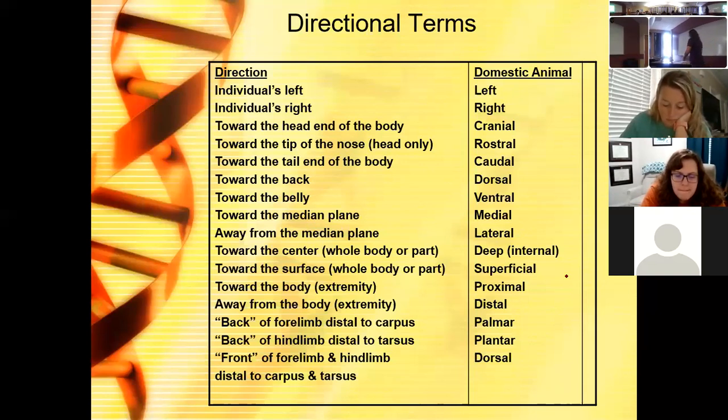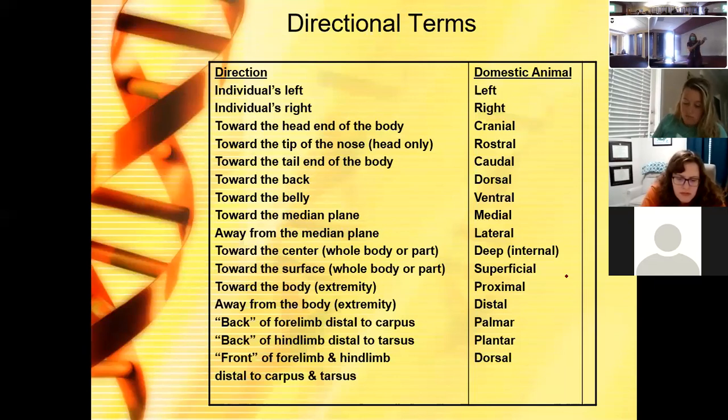How does everybody feel about that? I thought of a little trick for distal. As you're moving distal, you're moving towards the digits. That's great. Distal moving towards your distance. The way I remember it is you're putting distance. Distal. Why do we care?